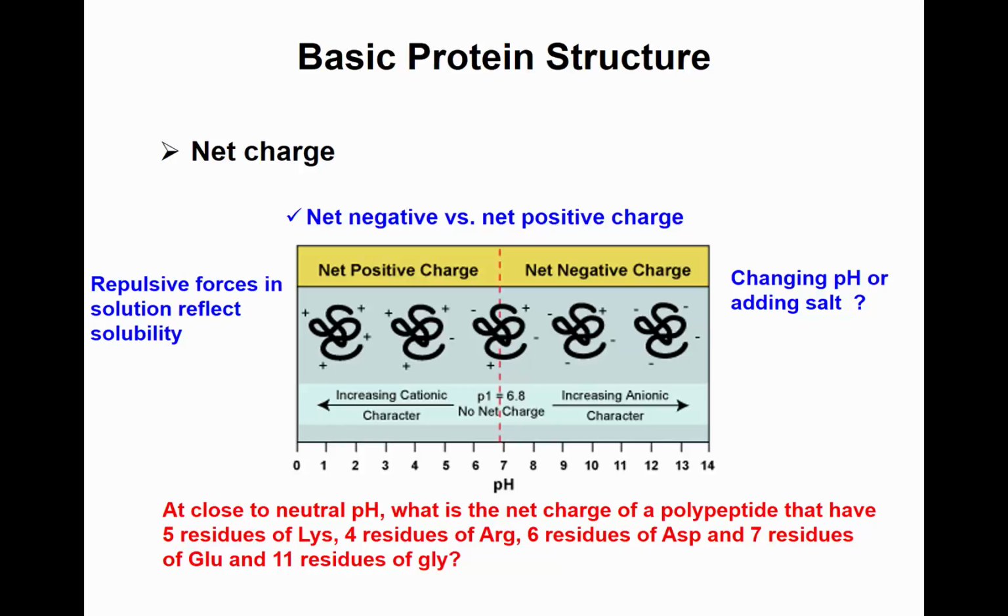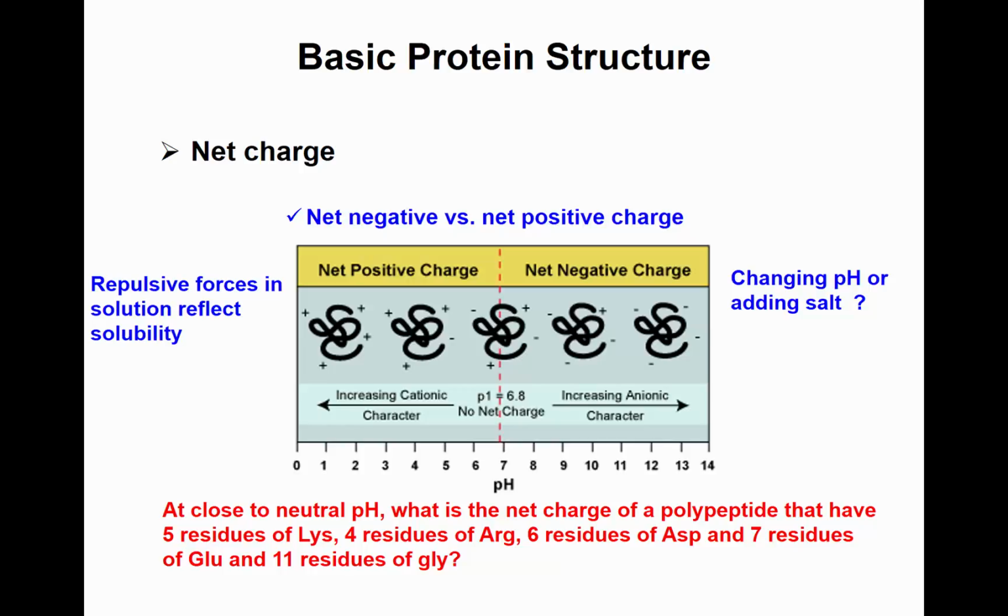So, do you remember lysine? Does it carry a positive charge or a negative charge? Is it a basic or acidic amino acid? It's basic. So lysine and arginine are basic amino acids, so the R group has an additional amine group that is positively charged. So at close to neutral pH, these two will carry positive charge.